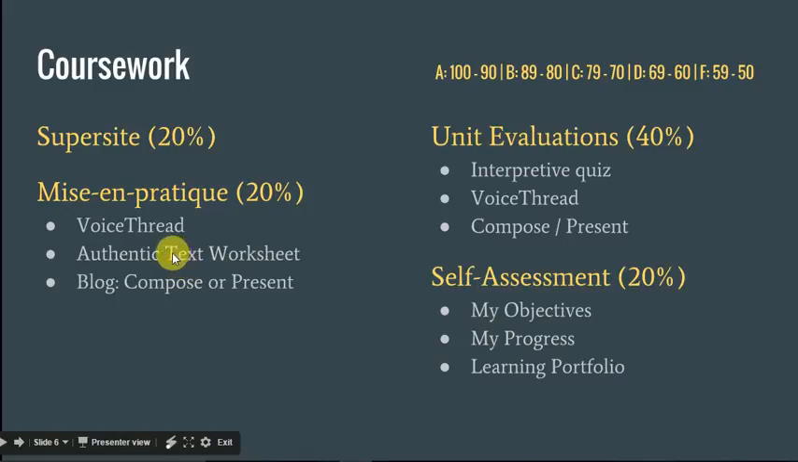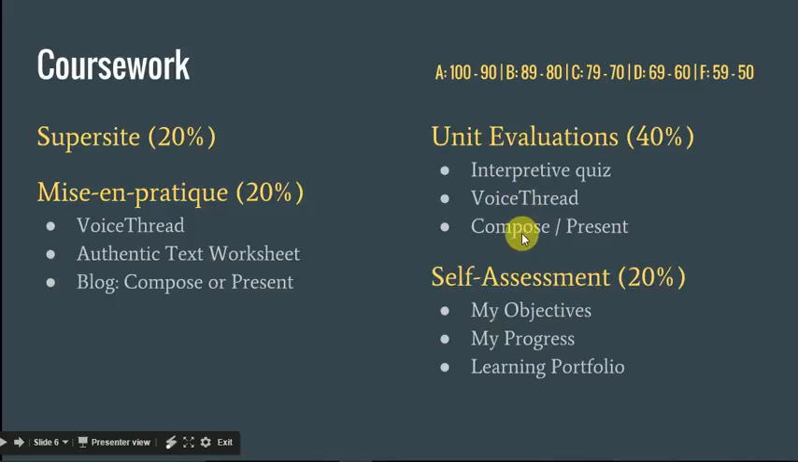Now, there are always 2 lessons. Each lesson has a set of mise en pratique activities for every unit, and then at the end of every unit, so about every 3rd week, there's a unit evaluation. Unit evaluations have 3 important parts. There's an interpretive quiz based upon an authentic text, and then also based upon that same text, there's a series of voice thread questions that will lead you to either personalize the information and or to make some cultural comparisons, again, based upon the text.